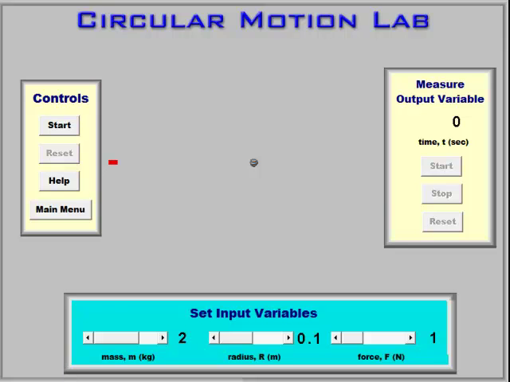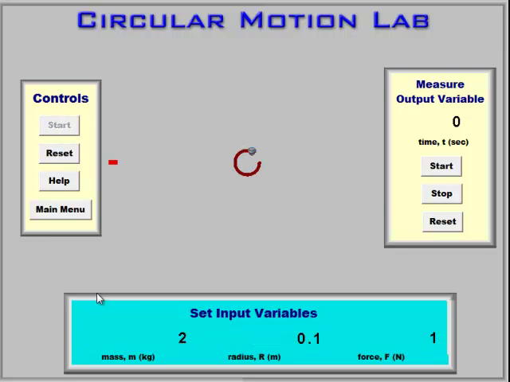And in the lab, you follow the provided lab handout to look at each of the variables one at a time. So you would keep the mass and the radius constant, and then you would vary the force. And there's kind of a little handy flasher here that flashes every time the object goes by the same place in its circular motion.